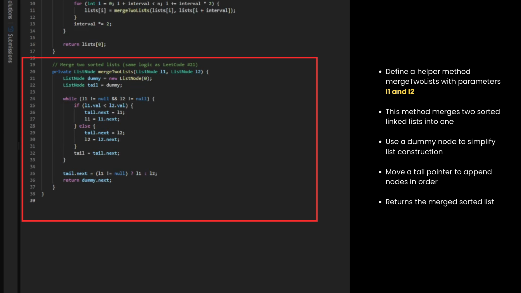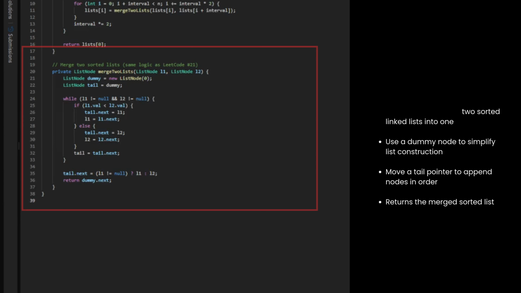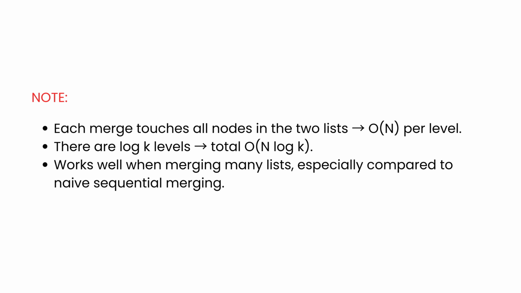So, to summarize, this algorithm first sets up the lists and interval. Then it repeatedly merges pairs of lists in a divide and conquer fashion until all lists are combined. It is efficient, simple, and elegant. Each merge touches all nodes in the two lists, which costs O(n) per level. There are log k levels, giving a total time complexity of O(n log k). This method works especially well when merging many lists, compared to naive sequential merging.